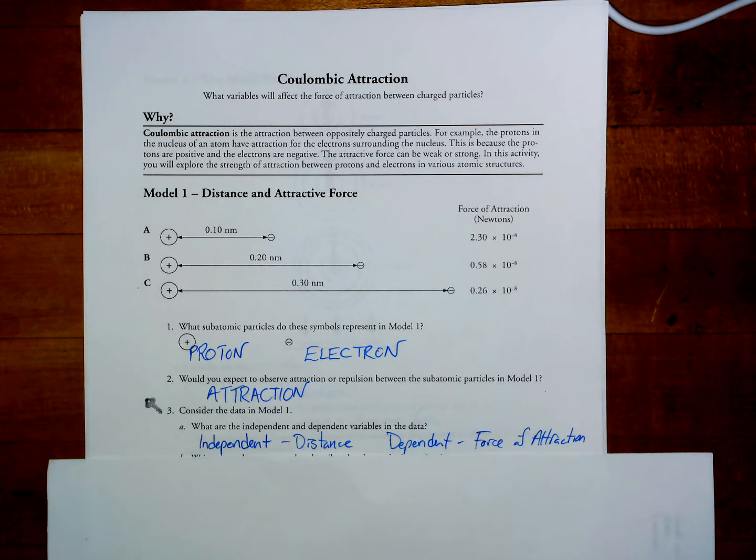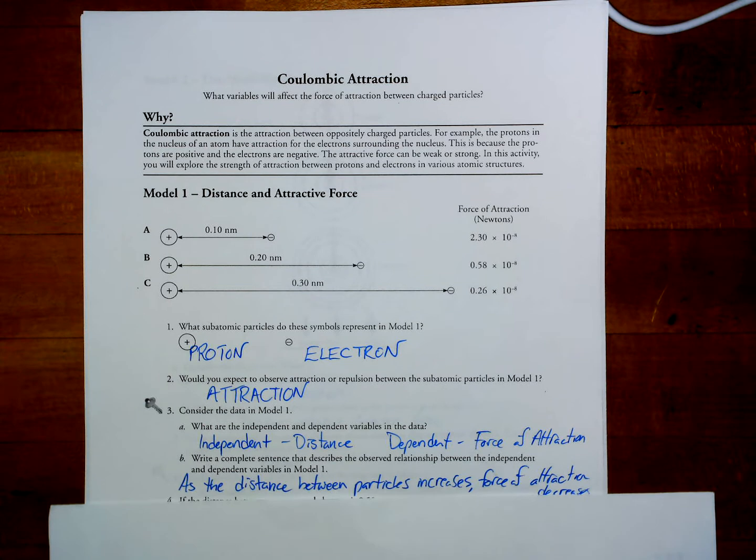The independent variable in this would be the distance. The dependent variable is the force. As we are moving the electron further away, we are seeing that that causes the force of attraction to go down. Complete sentence: As the distance between particles increases, our force of attraction decreases.